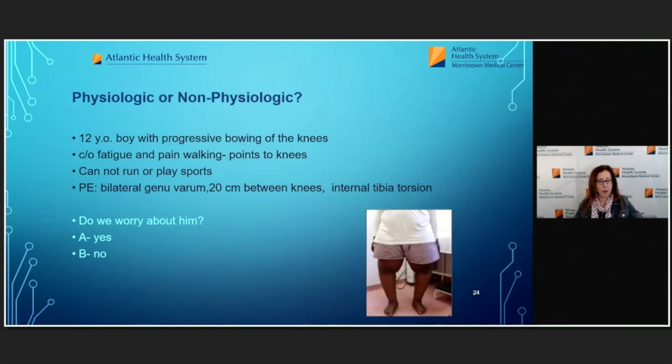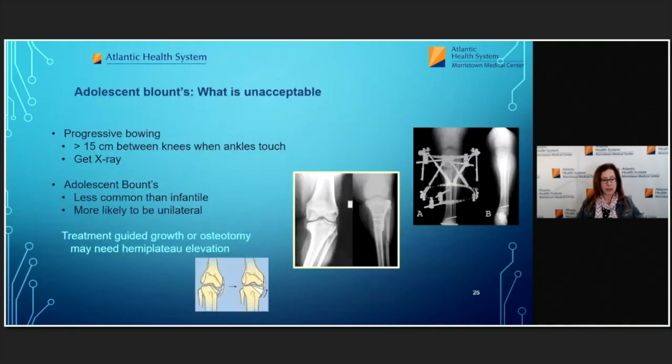So here's a 12-year-old boy with progressive bowing of the knees. He's got fatigue, pain walking, points to his knees. He can't run or play sports. He's got bilateral genu varum with 20 centimeters between the knees. He's also got internal tibial torsion. Do we worry about him? 12 years old. And the answer is yes.